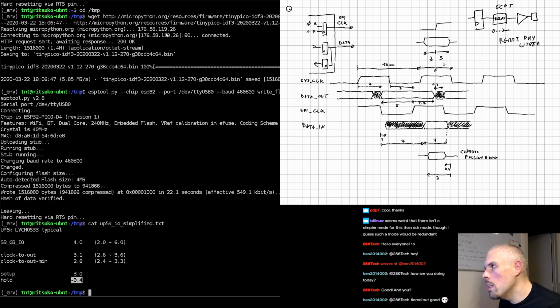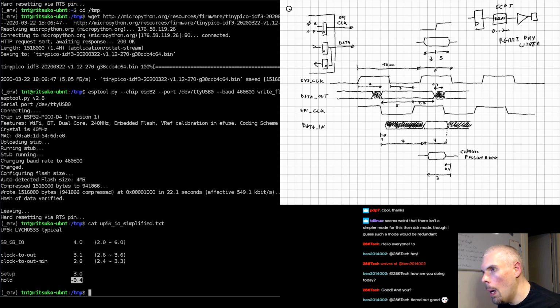Which means that essentially our data window starts here and ends 1 nanosecond before here. So we meet the 3 nanosecond setup time, but we actually miss the 0.4 number because our data becomes invalid 1 nanosecond beforehand and not 0.4.